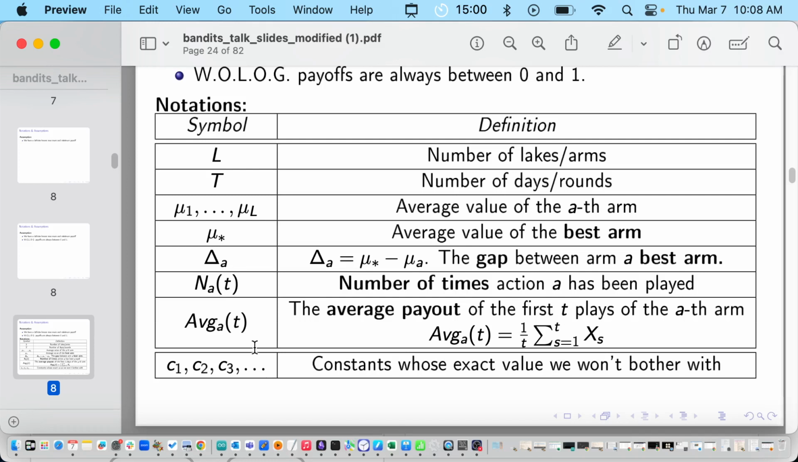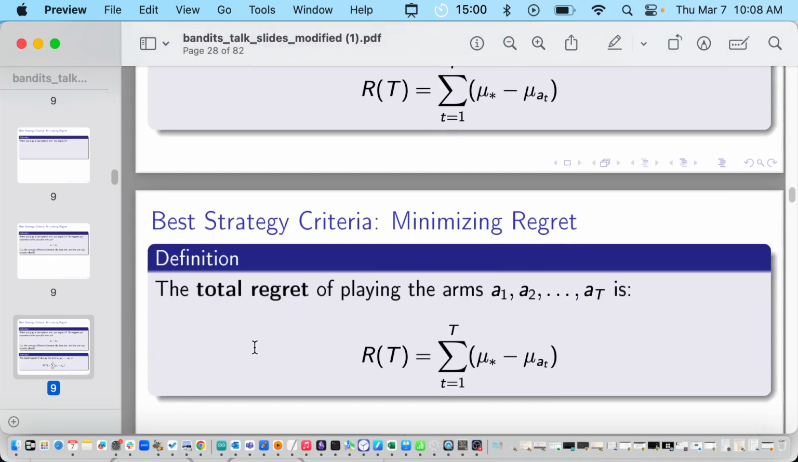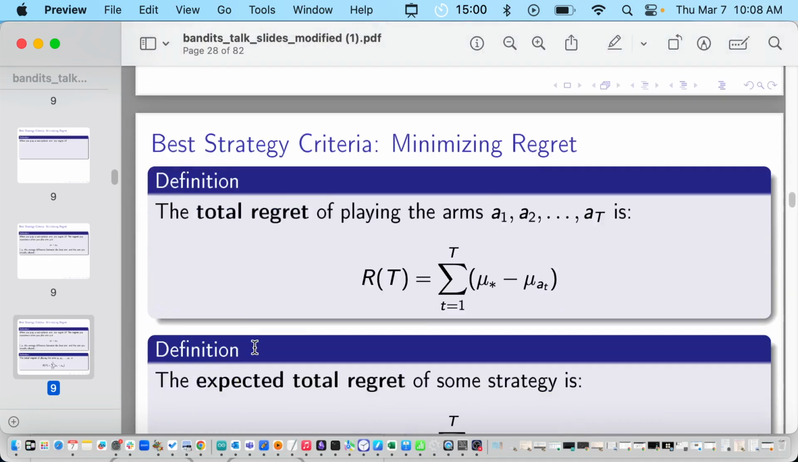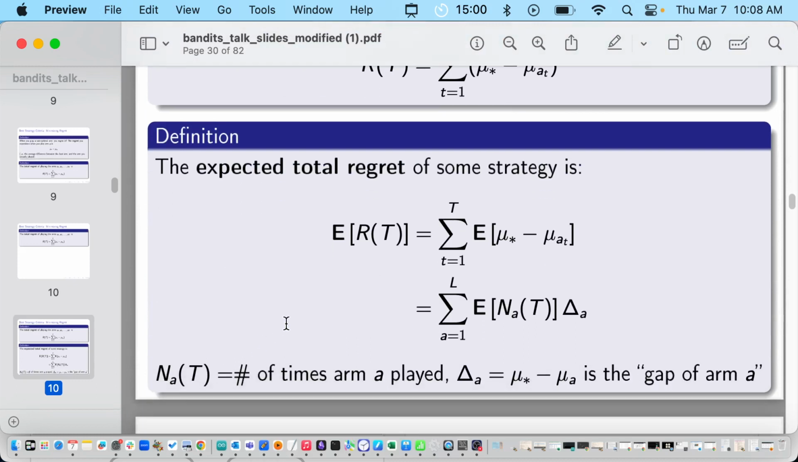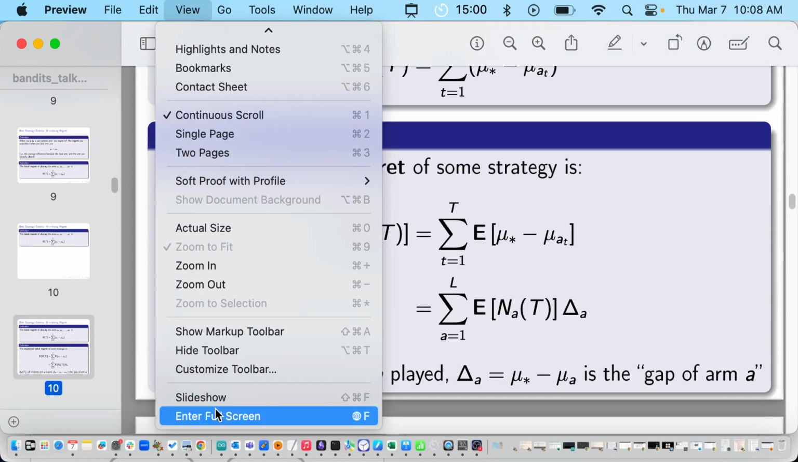You're like, yeah, I played it. No regrets. That's where that expression comes from. When delta is 0, no regrets. Otherwise, if you play a suboptimal arm, you have some amount of regret. And then we defined this total regret, which was the total amount of regret, and we said that you can rewrite it in this way. Let's go to this slide in full.